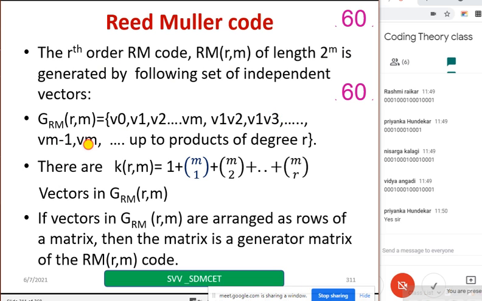Now in our case only m is 2. If I take 5, 6, 7, it depends. Like that I have to multiply up to the product of degree r. The dimension k of RM(r, m) equals 1 plus m choose 1, plus m choose 2. This we have already discussed.